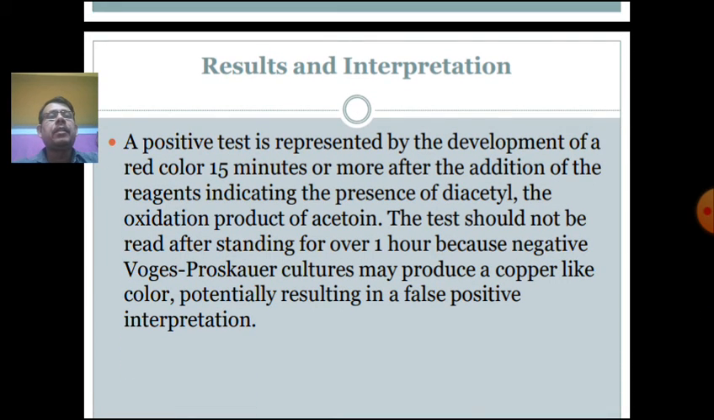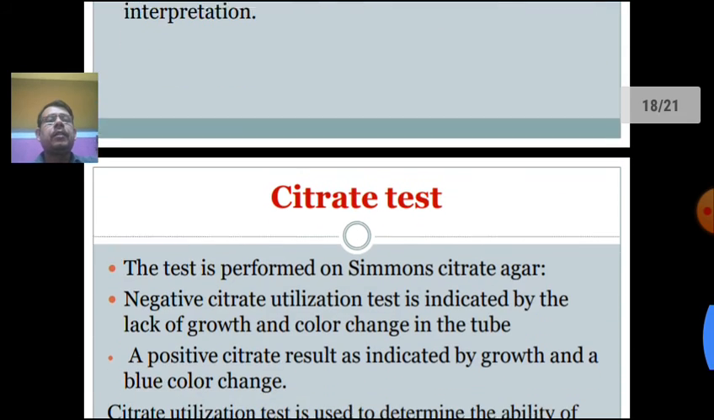A positive test is represented by the development of a red color 15 minutes or more after the addition of the reagent, indicating the presence of diacetyl, the oxidative product of the reaction. The test should not be read after standing for over 1 hour, because a negative Voges-Proskauer test may be followed by a copper-like red color and potentially result in a false positive interpretation.